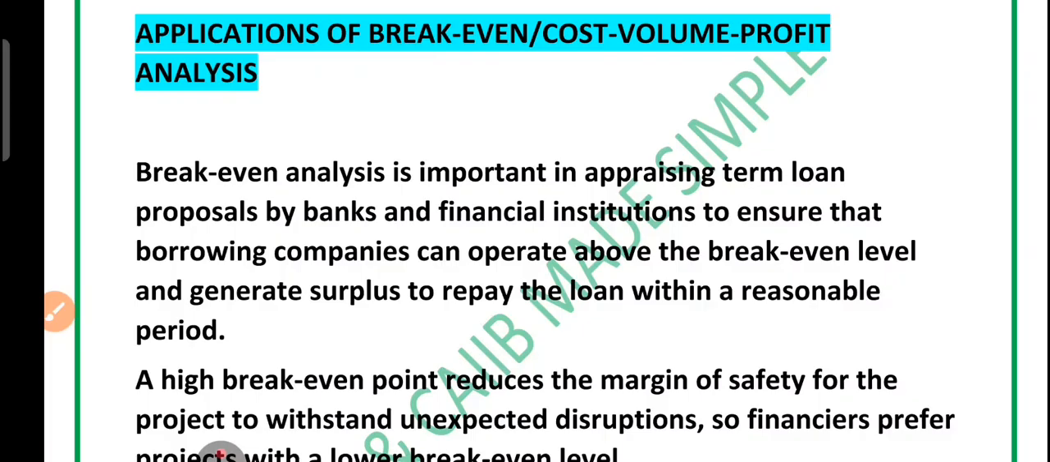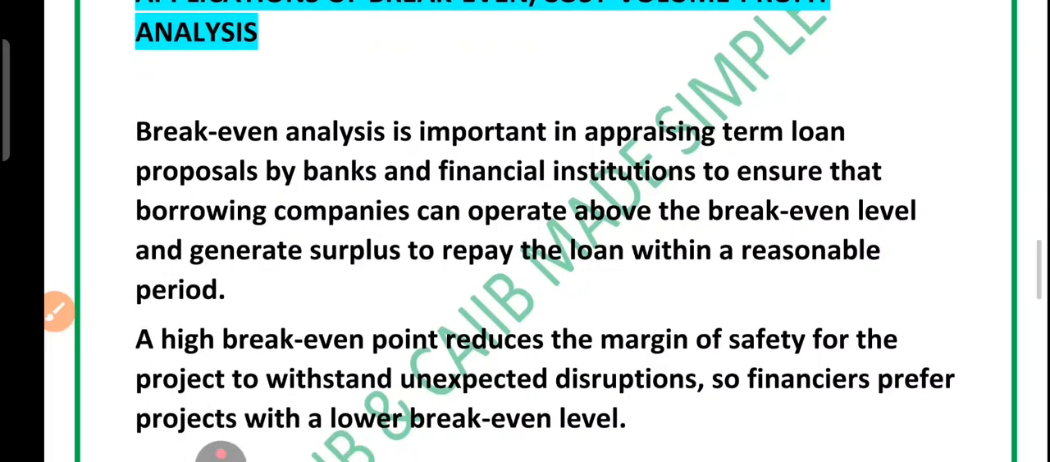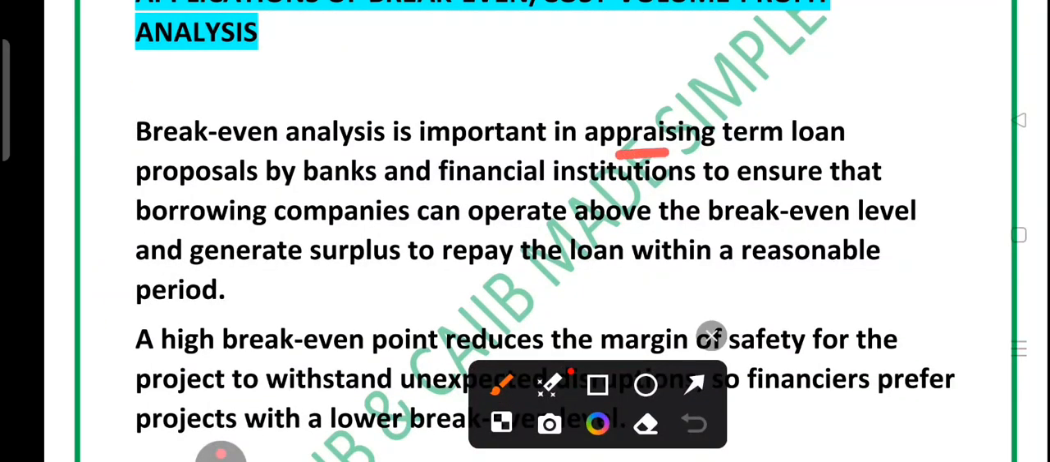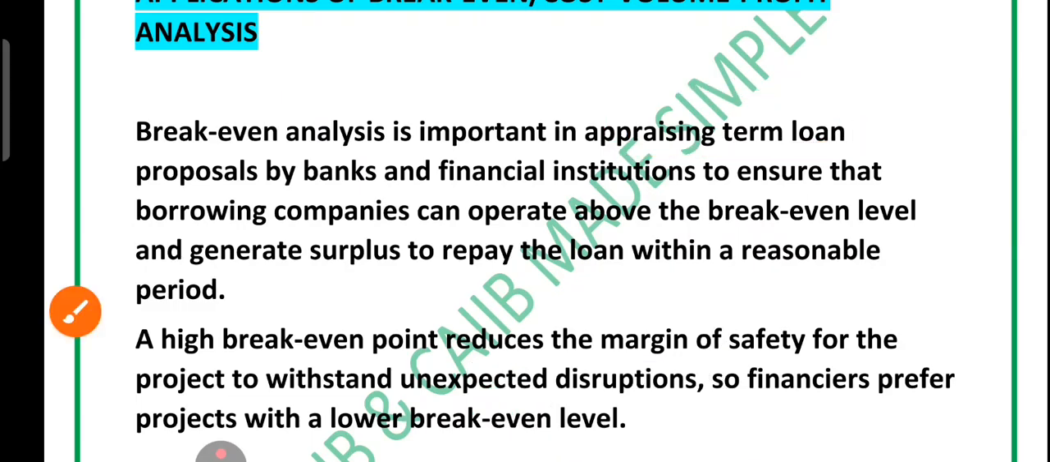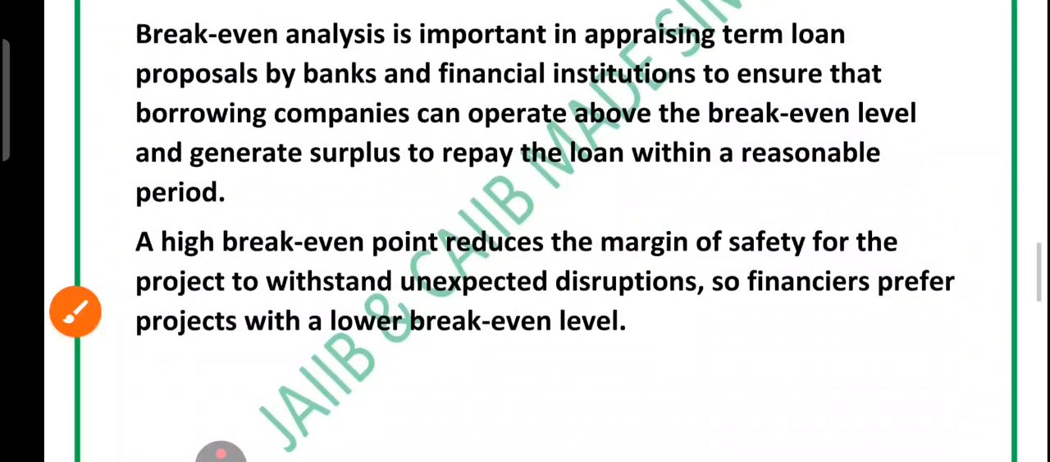When a company comes to a bank for a term loan, it has a very important application in appraising the term loan. Whenever a company comes to a bank for a term loan, the bank will obviously check, can this company even cover its cost? That means, can it operate above the break-even point and still make enough surplus to repay the loan? If the company is just touching the break-even, then repayment becomes risky, isn't it?